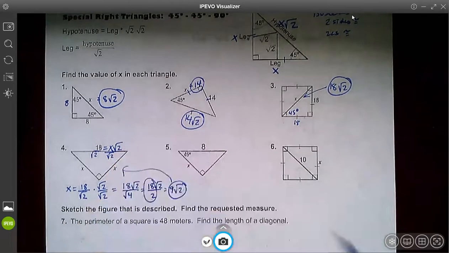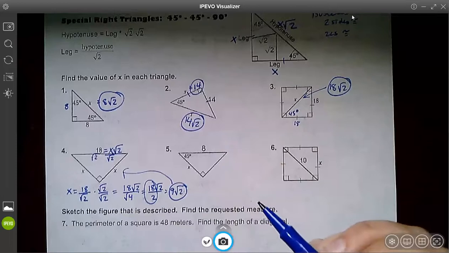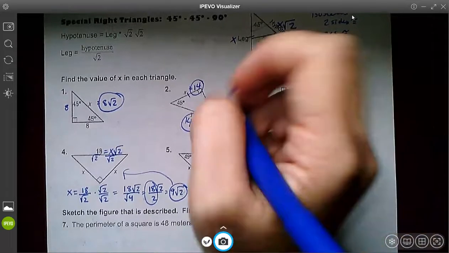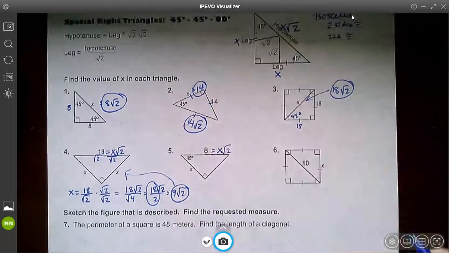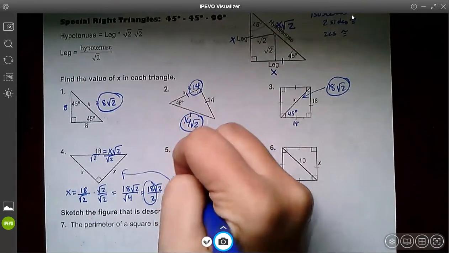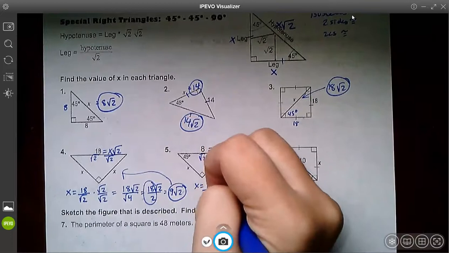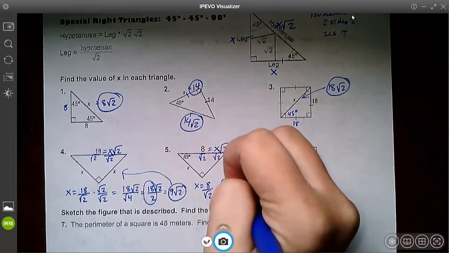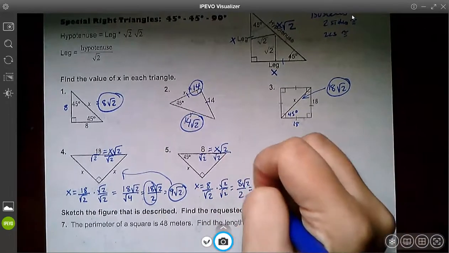Number 5. Same situation, different number. So I have that is going to equal our leg times the square root of 2. Divide both sides by the square root of 2. You have x equals 8 over root 2. Rationalize. You have 8 root 2 over 2. 8 over 2 is 4.